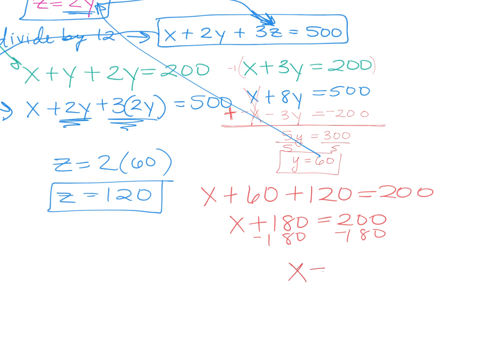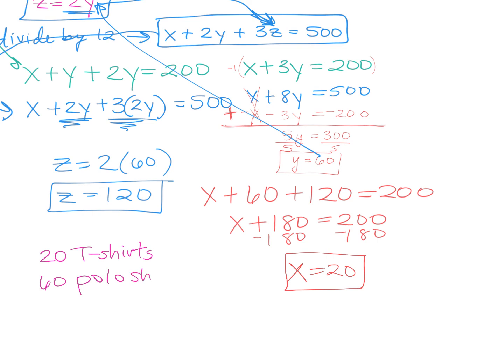What does it mean? There's 20 t-shirts. 60, what was Y? Polo shirts. And 120 rugby shirts.